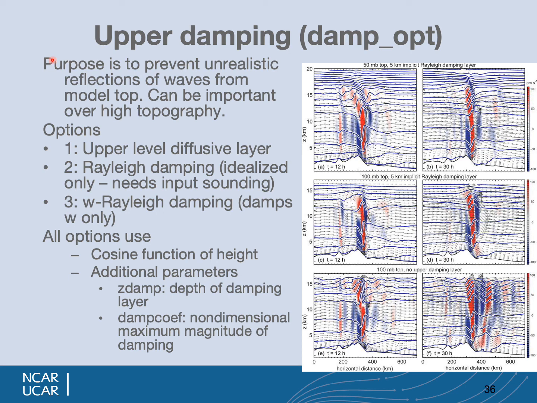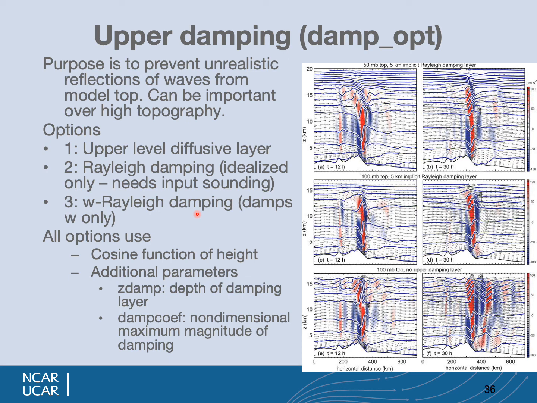Upper damping can be controlled with an option we have called damp_opt. The purpose is to prevent unrealistic reflections of waves from the model top, which can be important when you have high topography. We have 3 options here. One is the upper diffusive layer. Number 2 is a Rayleigh damping, which is for idealized runs only because it damps towards your input sounding. And number 3 is the W Rayleigh damping option, which only damps W but is suitable for real data cases, and we recommend option 3 for real data cases. They're all very effective in removing this reflection from the model top.